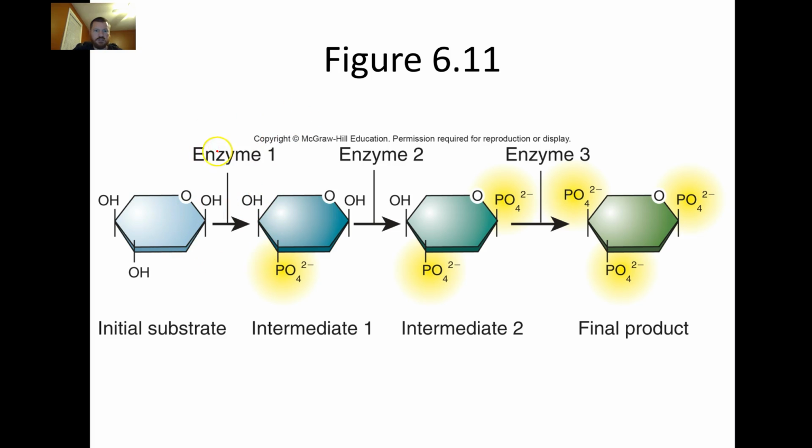And so this is just showing you how many reactions can be linked together with different enzymes. So I start off with an initial substrate and I have enzyme 1, put those two things together and I get intermediate 1, right? And then I have enzyme 2, put those together, I get intermediate 2, and then I need enzyme 3 before I can finally get my final product.